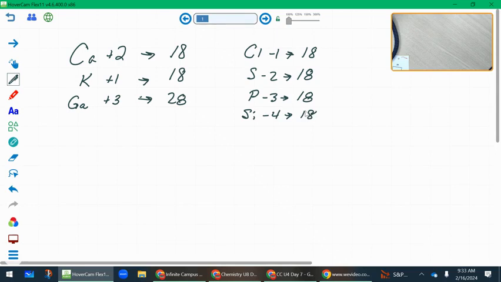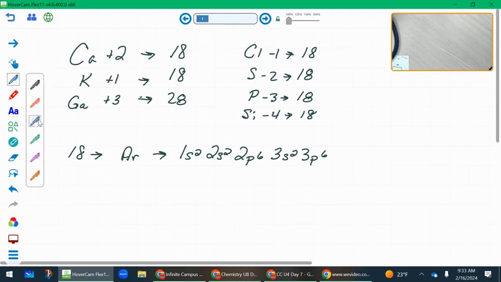What are we noticing, ladies and gentlemen? They're all 18. Now, what element is 18? Argon. So tell me the electron configuration for argon. Give me the whole thing, not just the 2-8-8. 1s2, 2s2, 2p6, 3s2, 3p6. Okay, correct? Right? Okay, good.